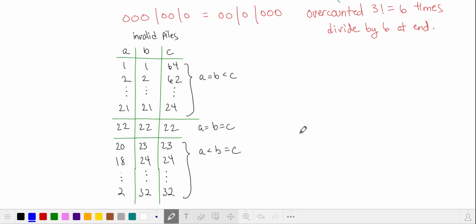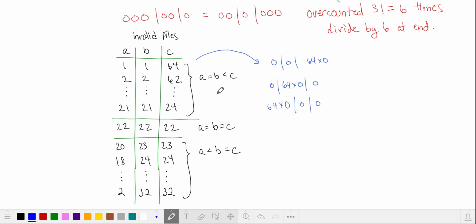Let's think about how these invalid piles are counted when we did our stars and bars. Our first invalid pile is overcounted 3 times. When we insert our stars and bars, one way we can do that is with one coin in pile A, a second coin in pile B, and the third pile has 64 coins. But the 64 coins could come in between our two dividers, or it could be to the left of both dividers. So we've overcounted our first example 3 times in our original counting. And similarly for the rest of these invalid piles in our first case.